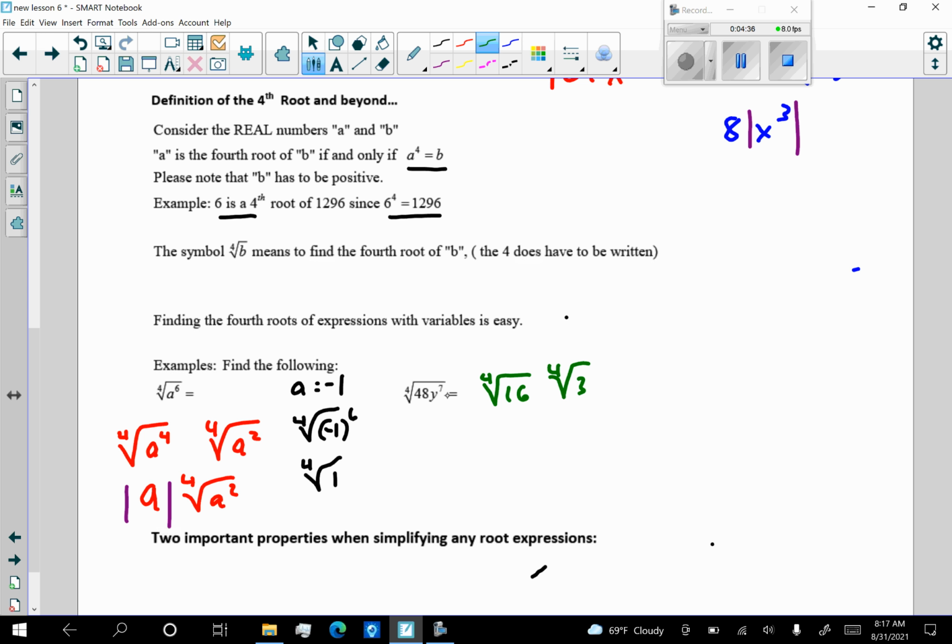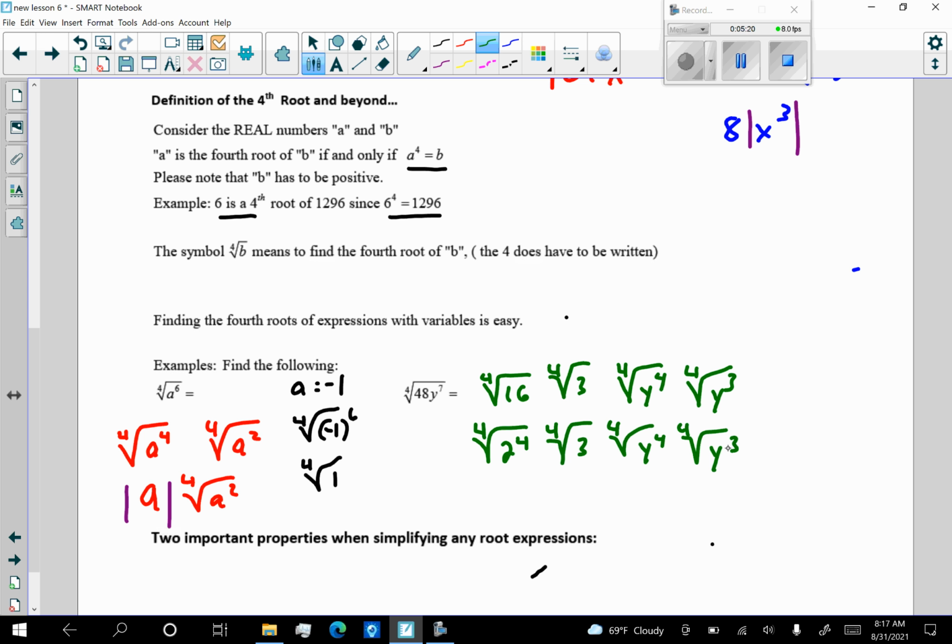And why did I choose 16? Because 16 is 2 to the fourth. So let's separate the y, and that's going to be the fourth root of y to the fourth times the fourth root of y cubed, because y cubed times y to the fourth is y to the 7th. 3 times 16 is 48, and I'm going to write this 16 as 2 to the fourth. Now I have the fourth root of 2 to the fourth, the fourth root of 3, the fourth root of y to the fourth, and the fourth root of y cubed.